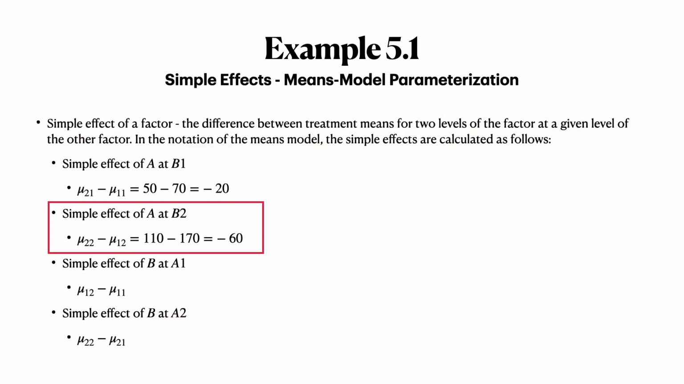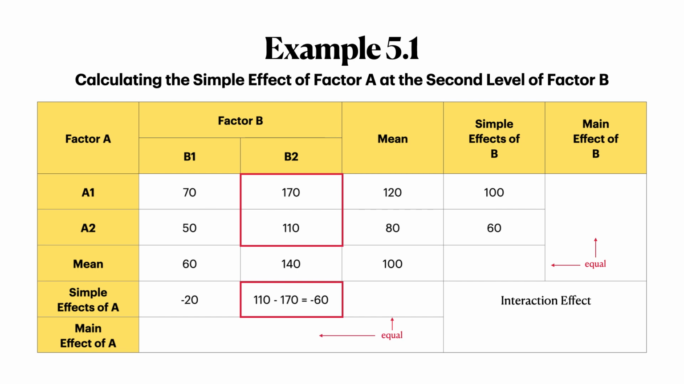Next, let's calculate the simple effect of A at the second level of B. This is given by mu22 minus mu12. Those values are 110 and 170 respectively, and so 110 minus 170. That gives us the simple effect of A at the second level of B being equal to negative 60. Now we can see this in the context of the table in the same way. Here we're taking the difference between the values in the second column of the table, in the order 110 minus 170. And so that's going to give us the simple effect of A at the level B2.